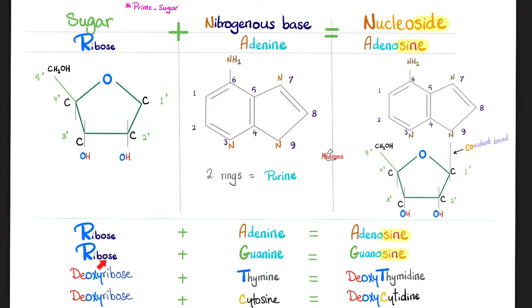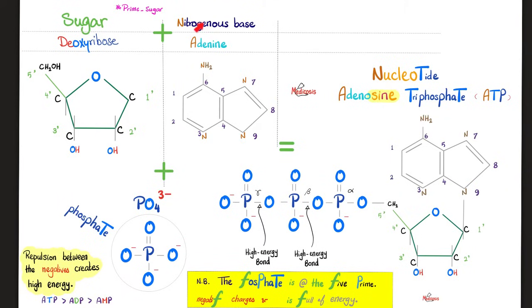That's the nucleoside. If you add ribose to guanine, however, you get guanosine. If you add deoxyribose sugar to thymine base, what do you get? Deoxythymidine. How about adding deoxyribose to cytosine? Deoxycytidine. How about adding ribose to uracil? You get uridine. How about adding deoxyribose to uracil? You get deoxyuridine. Sugar plus base equals nucleoside, but sugar plus base plus phosphate equals nucleotide.